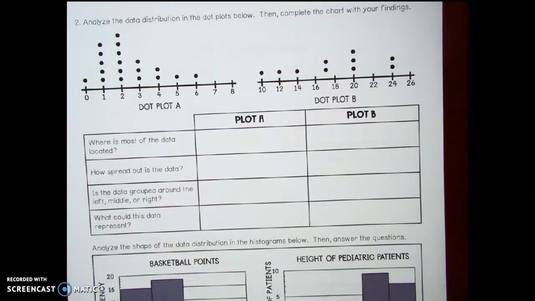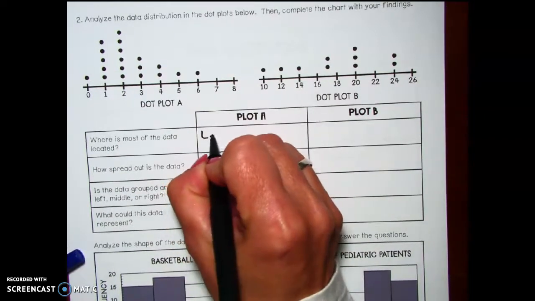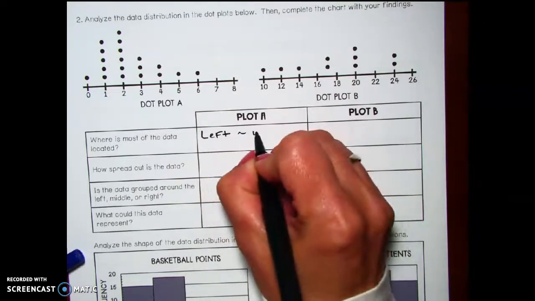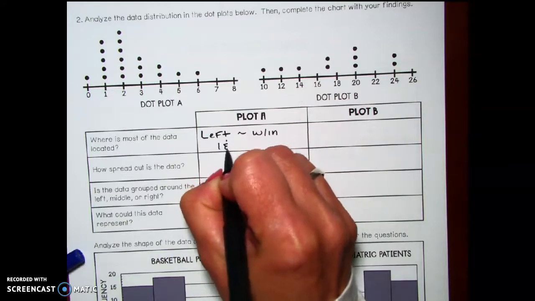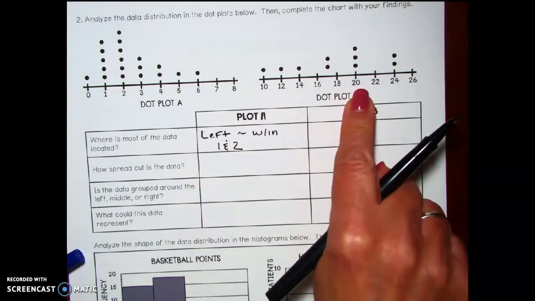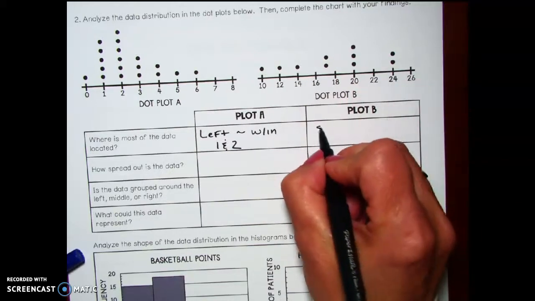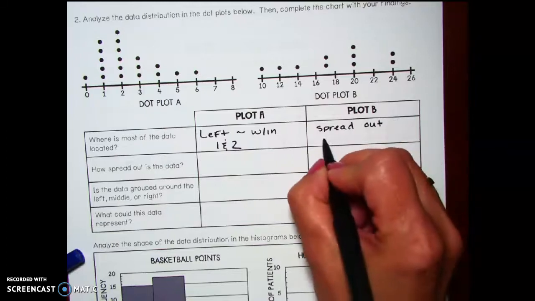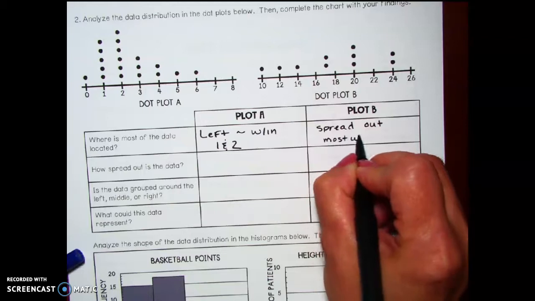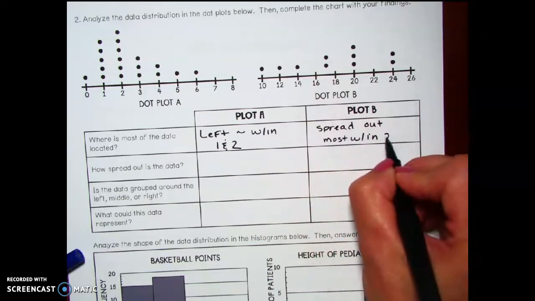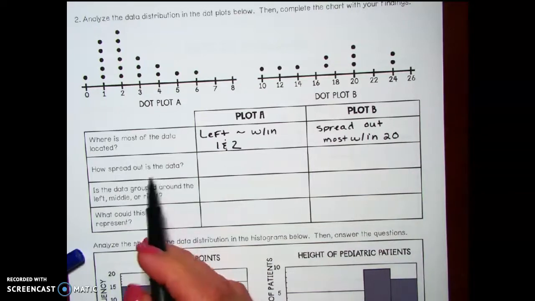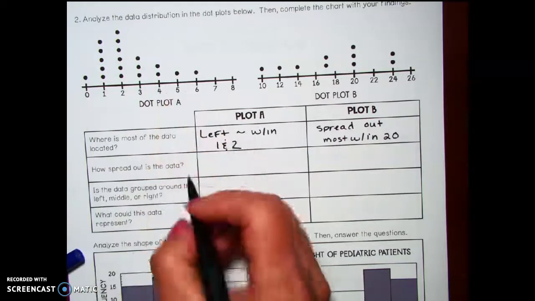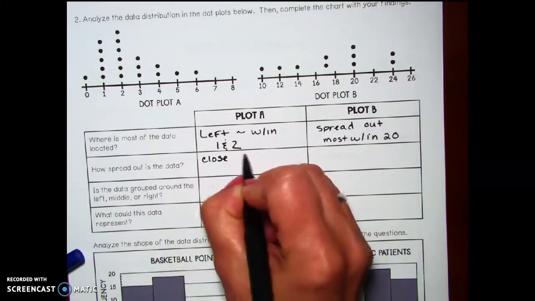So where is most of the data located? It's located on the left, and most of it is within 1 and 2. This is, I don't know, this is spread out. It's not really left nor right, so it's kind of spread out with most within the 20 range. How spread out is this data? Well, this data on plot A, it's pretty close together. So I would note that, close together.